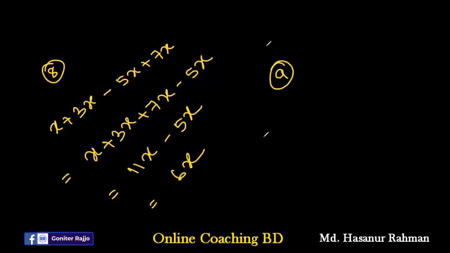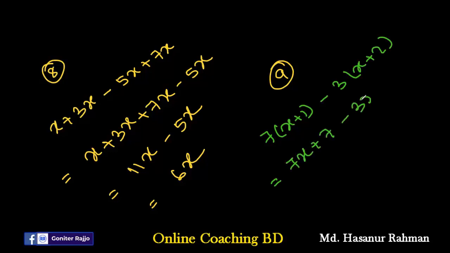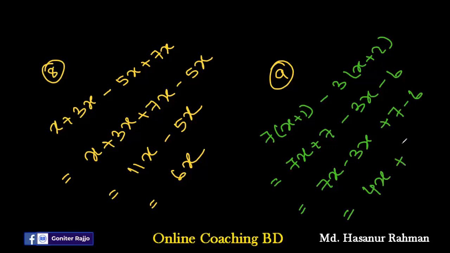Now number 9. Number 9 says, 7 into (x plus 1) minus 3 into (x plus 2). So we have to multiply x plus 1 by 7. So 7x plus 7 minus 3x minus 6. So 7x minus 3x plus 7 minus 6. 7x minus 3x, that will be 4x, plus 7 minus 6, that will be 1. So the answer will be 4x plus 1.